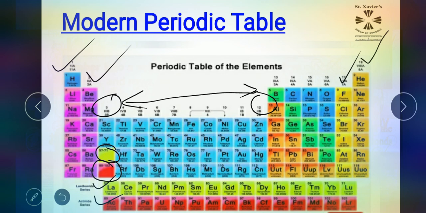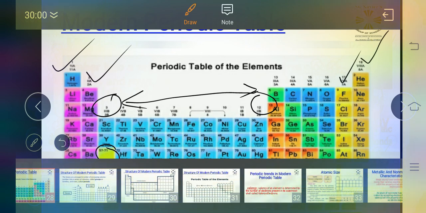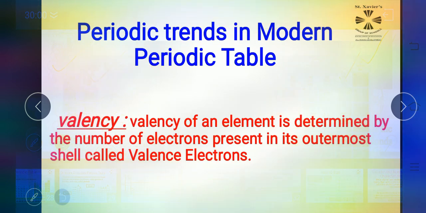On the basis of this structure and detail about the modern periodic table, we'll discuss some properties of elements, of atoms, students. And then we'll compare these properties with the modern periodic table. So let us continue, students. Now we are going to discuss valency, students.